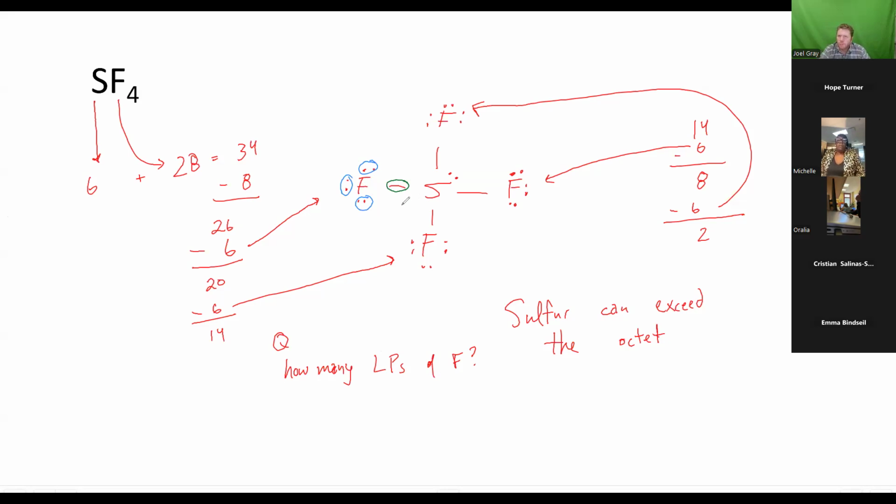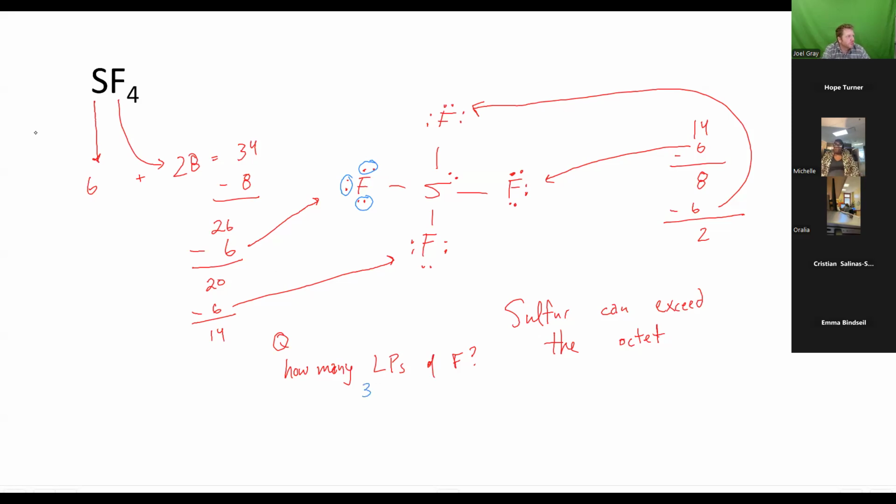Are they a lone pair? No, they're a shared pair, also known as a bonded pair of electrons. These electrons that I circled in green are shared between fluorine and sulfur. So they are not a lone pair of electrons. Okay, so then to go back to my original question, how many lone pairs of electrons on fluorine? That would be three.